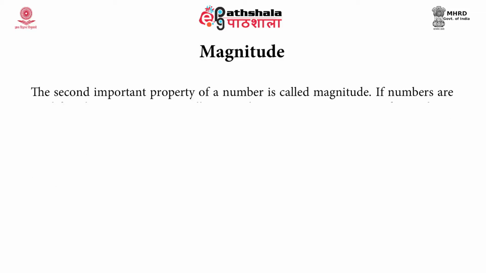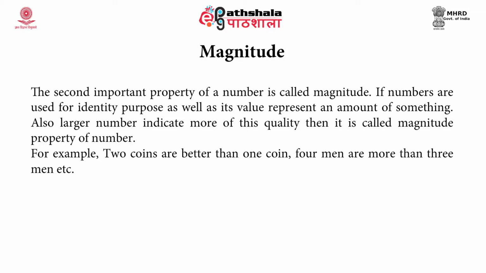Magnitude. The second important property of a number is called magnitude. If numbers are used for identity purpose as well as its values represent an amount of something, and also a larger number indicates more of this quality, then it is called the magnitude property of number. For example, 2 coins are better than 1 coin, 4 men are more than 3 men, etc.